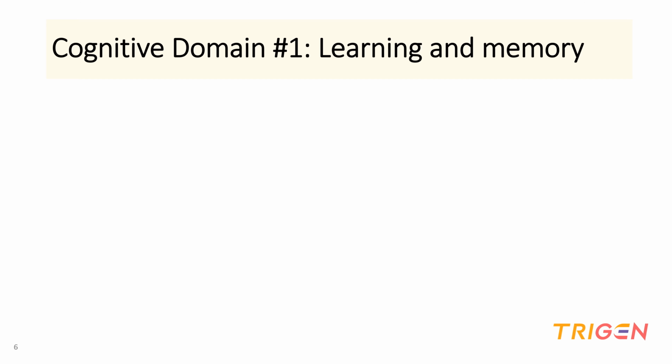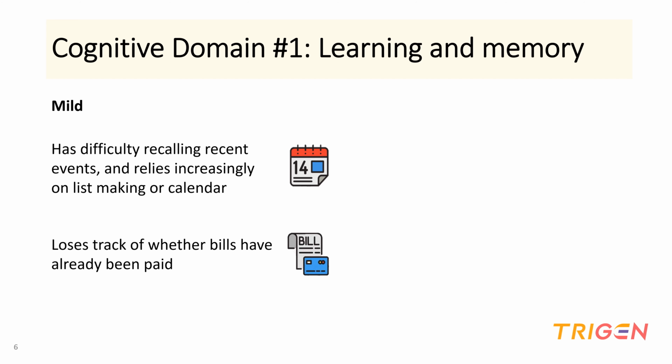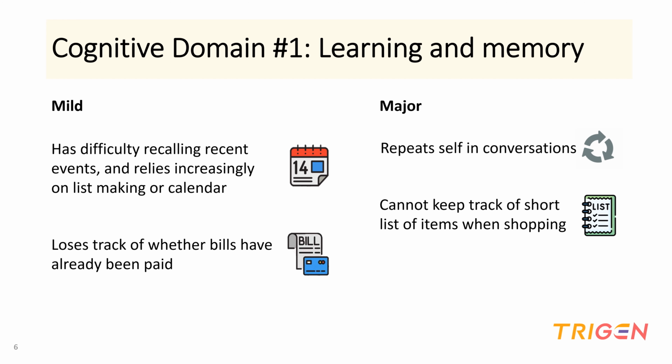The first domain is learning and memory. Elderly with mild symptoms may have difficulty recalling recent events and will rely more on list making or calendar. They may also lose track of whether bills have already been paid. More serious symptoms could include repetition in conversations, often within the same conversation. Some may not be able to keep track of short lists of items when shopping, while some may require frequent reminders.